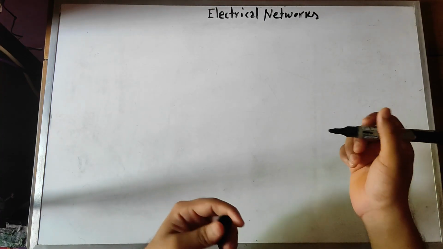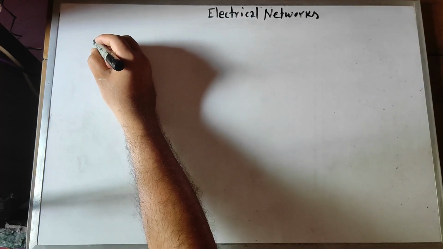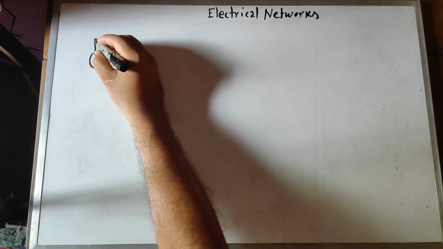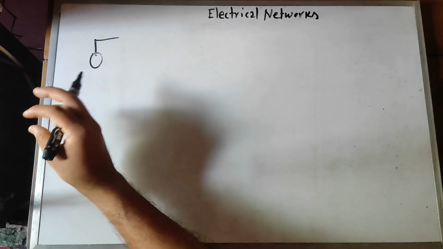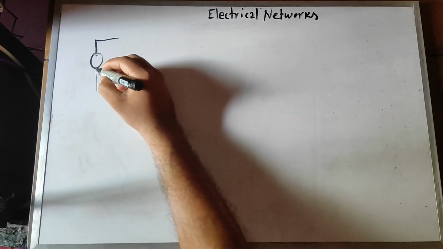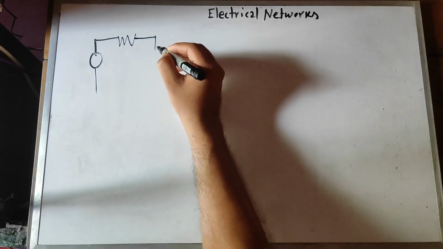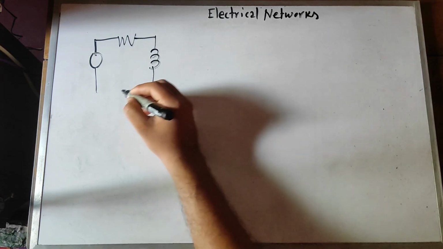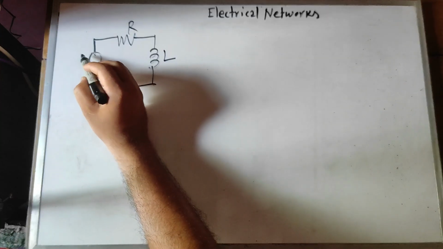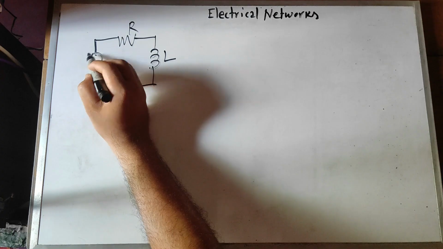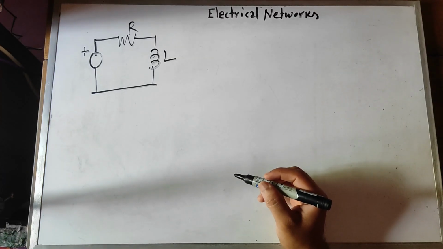This is the most fundamental circuit. Say a circuit which has series resistance and inductance. So an RL circuit with a voltage source. What is the dual of this network?